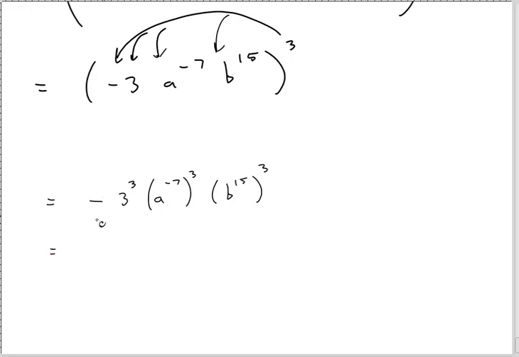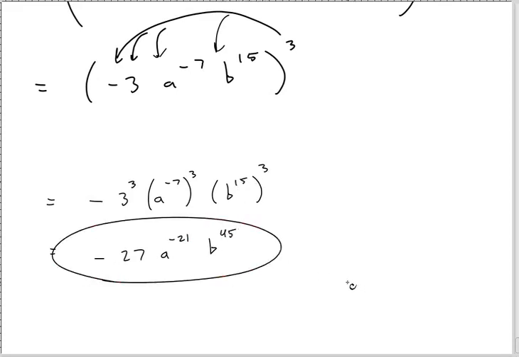Now, I already did the minus sign simplification. So that's easy. But 3 to the 3, that's a 27. Powers of powers, they multiply. Very good. And so you actually get a negative 21. And then finally, 15 times 3 is a 45. That looks pretty bad. It's a big old problem.